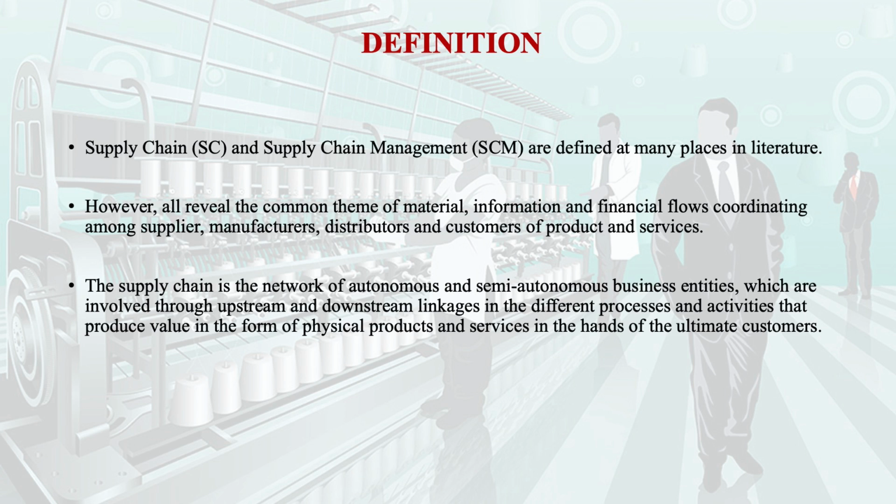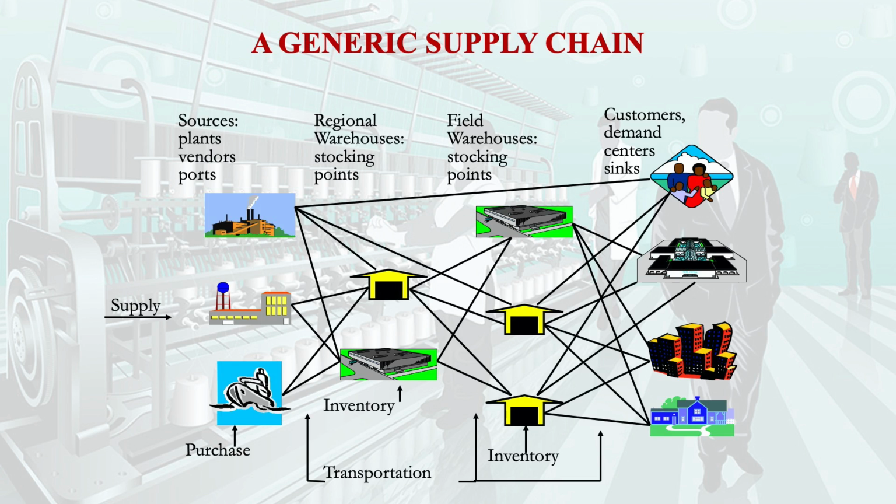The supply chain is the network of autonomous and semi-autonomous business entities which are involved through upstream and downstream linkages in the different processes and activities that produce value in the form of physical product and services in the hands of the ultimate customers. This is a generic supply chain.